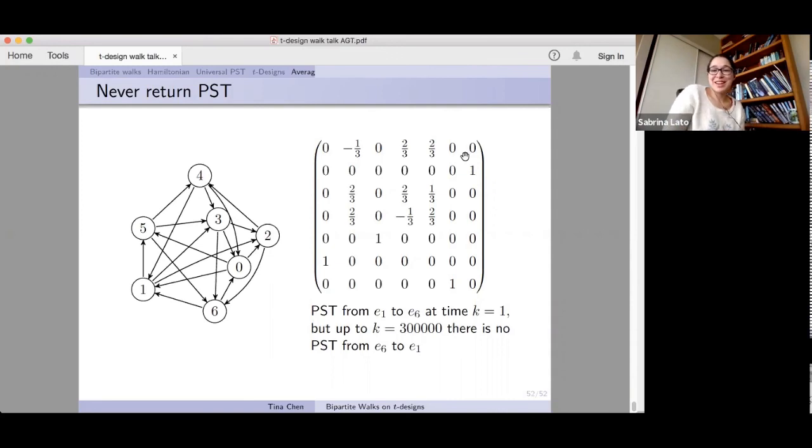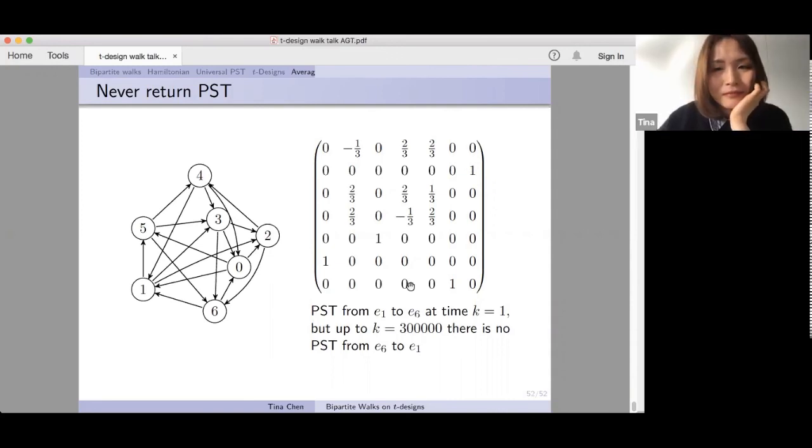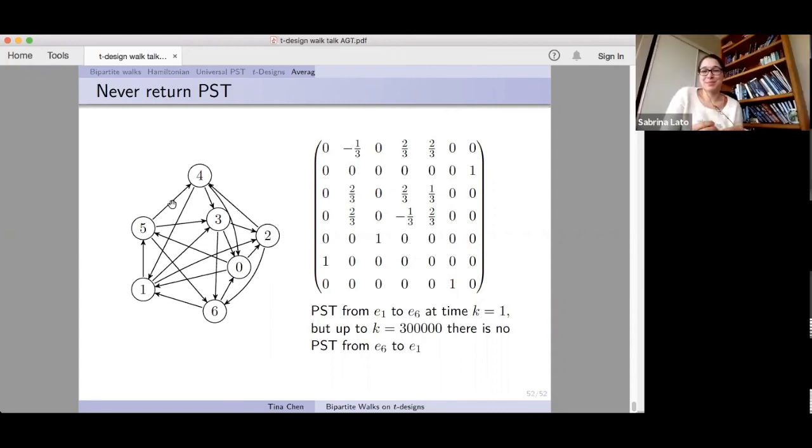Well, I have a question. Okay. How did you come up with this example? This one? Mm-hmm.